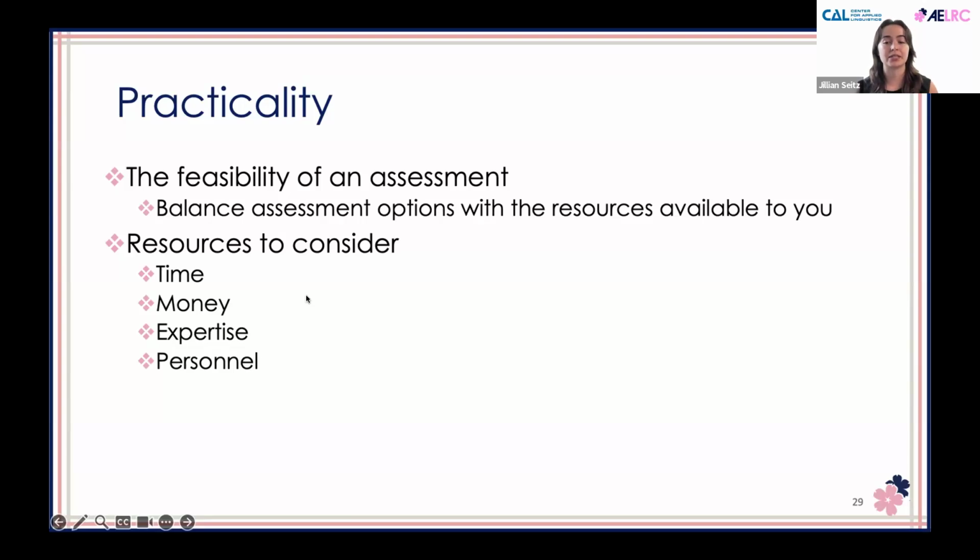Lastly, you'll want to think about the personnel that are required. If you want to do one-on-one oral proficiency interviews with students in the hallway, who is going to watch the rest of the class in the meantime?